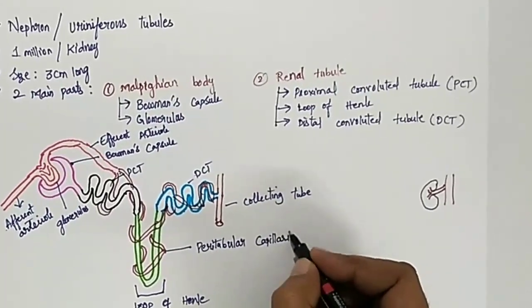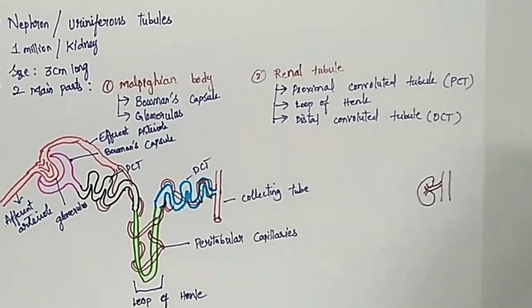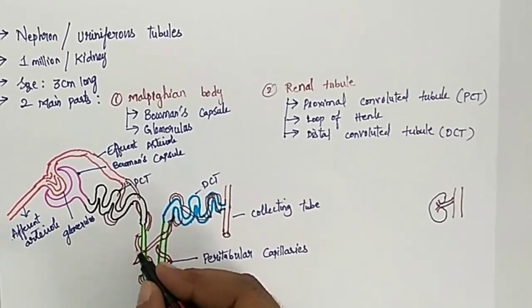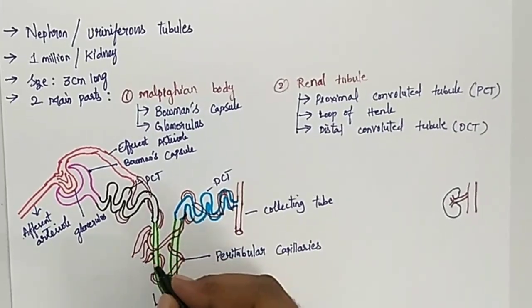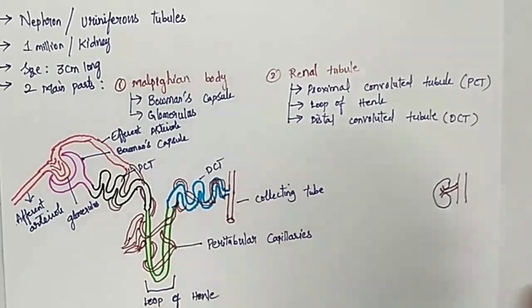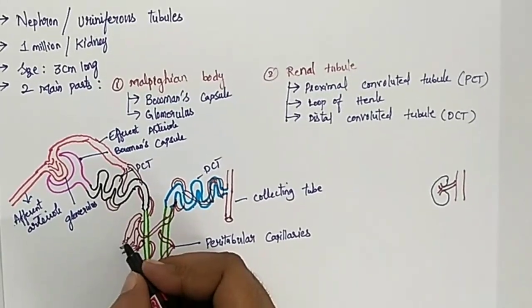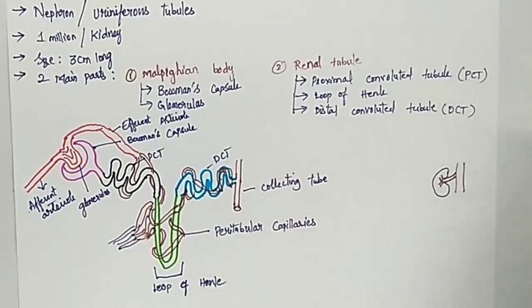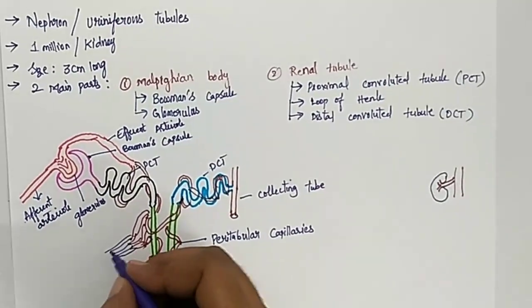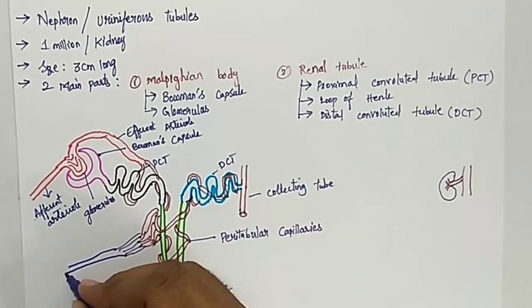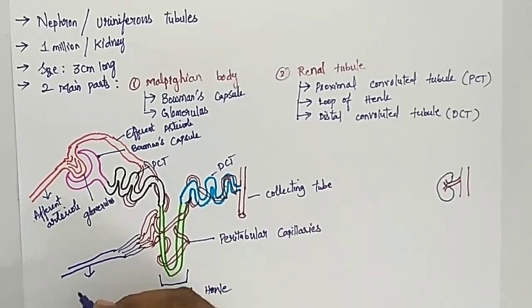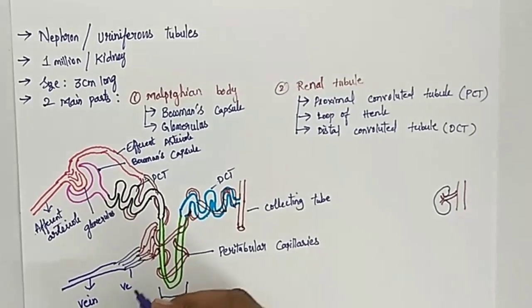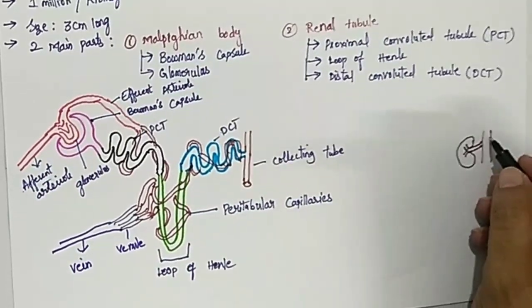Peritubular capillaries again join together. A number of capillaries come together, join and form venules. Generally we represent venules with a blue color. All these venules together form a renal vein. So this is the renal vein, this is a venule, and this is the renal artery.